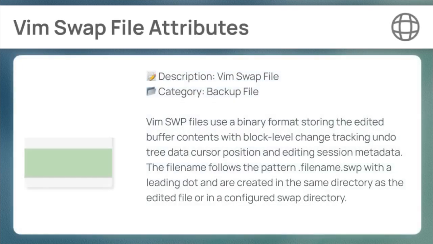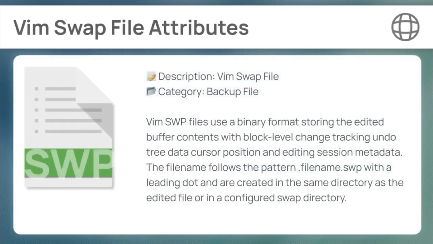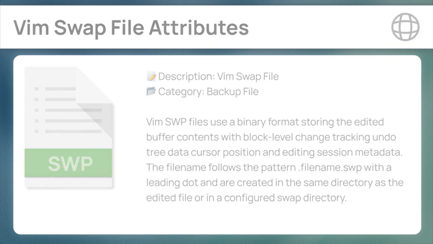Vim SWP files use a binary format, storing the edited buffer contents with block-level change tracking, undo tree data, cursor position, and editing session metadata. The file name follows the pattern .filename.swp with a leading dot and is created in the same directory as the edited file or in a configured swap directory.